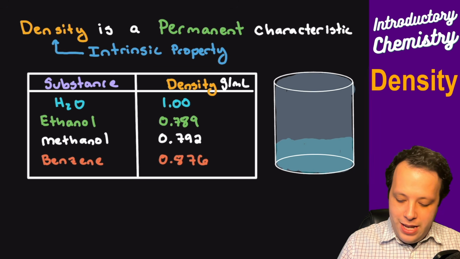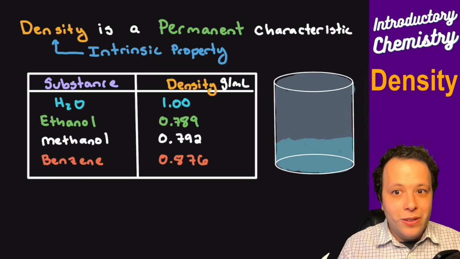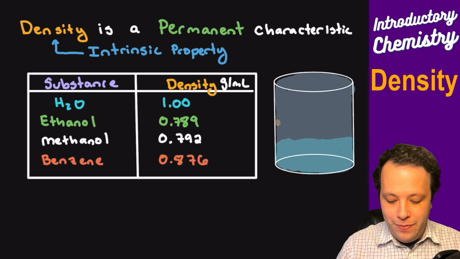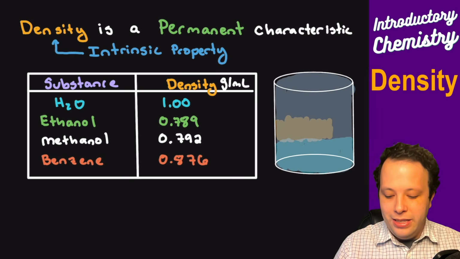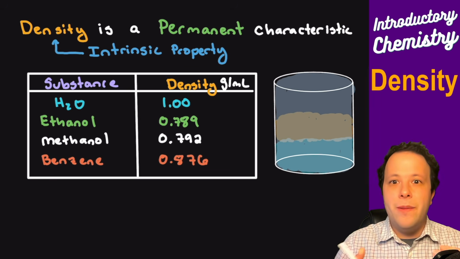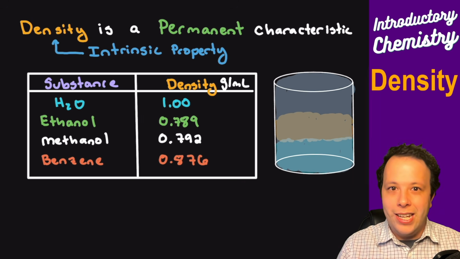Now, if instead I had benzene, where would that go? Well, being that it has a 0.876 grams per milliliter value, it would end up floating on the top. So you would see a layer of benzene on the top. And being that these two are not soluble with one another, you would see them end up separating as a result, just like in the video.